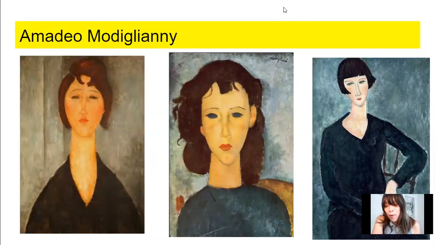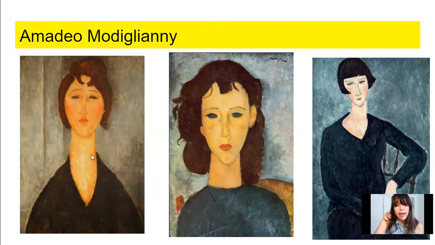One of our main references for the last trimester was Amedeo Modigliani. I think if you see these paintings over here, you will remember. Amedeo Modigliani, a very famous Italian artist. He was very famous for doing portraits, and most of them were of women. So remember that we saw together the characteristics of these portraits. We're going to see them again.